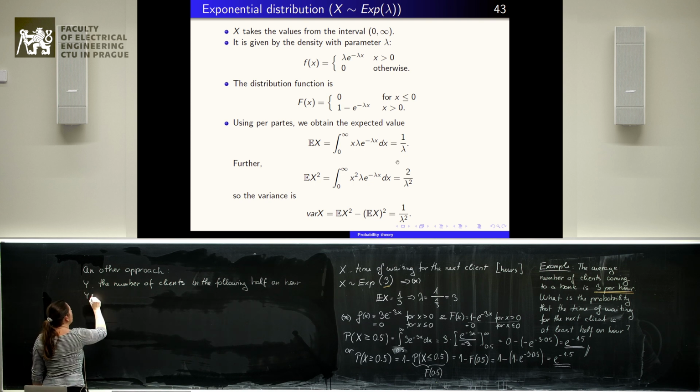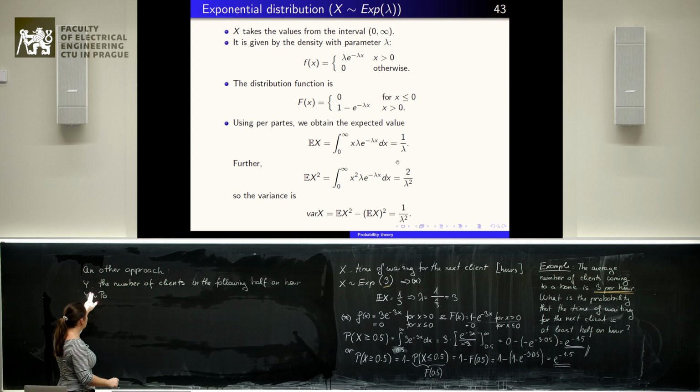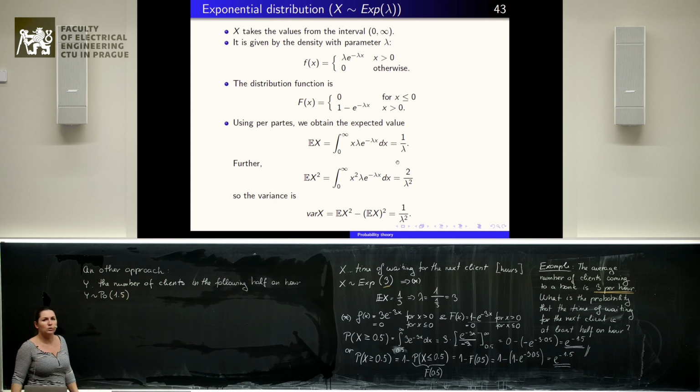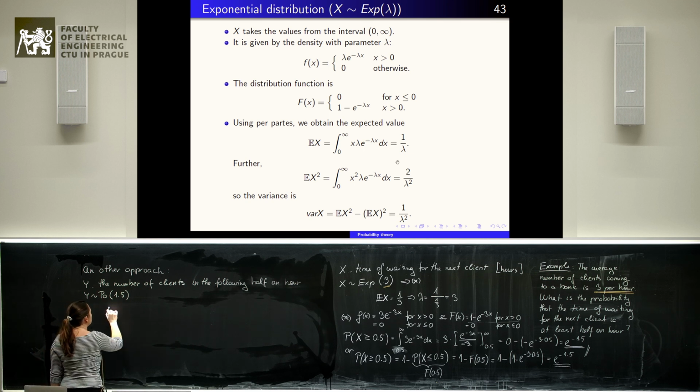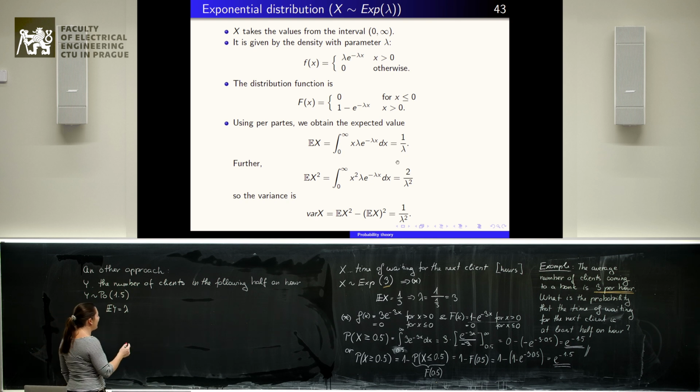And it is a typical example of the Poisson distribution. It is in fact exactly the random number which we considered last week. So we know that it is a random variable with Poisson distribution where the parameter is equal to 1.5. I just recalled that for the random number with Poisson distribution, the parameter is equal to the expected value. So the expected number, the average number of the clients in half an hour is 1.5. And when we have 3 clients per 1 hour, then in the following half an hour, there will come 1.5 clients on average.